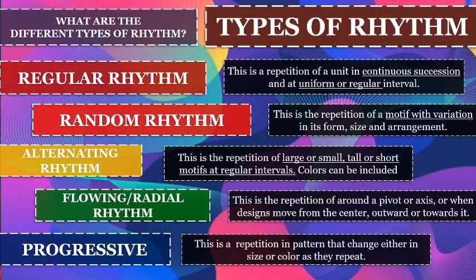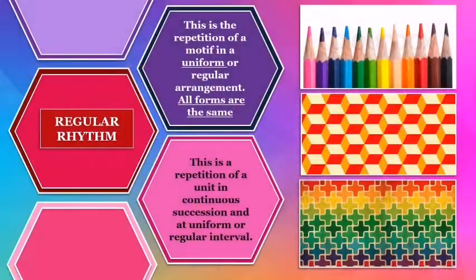Here are the different types of rhythm. We have regular rhythm, random rhythm, alternating rhythm, flowing or radial rhythm, and progressive rhythm. Let's learn about them one by one. Regular rhythm. This is the repetition of a motif in a uniform or regular arrangement. All forms are the same. This is a repetition of a unit in continuous succession and at uniform or regular interval.